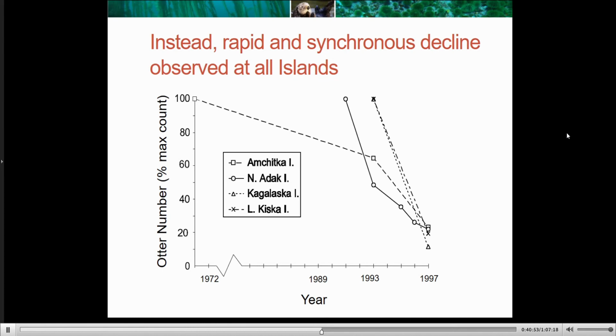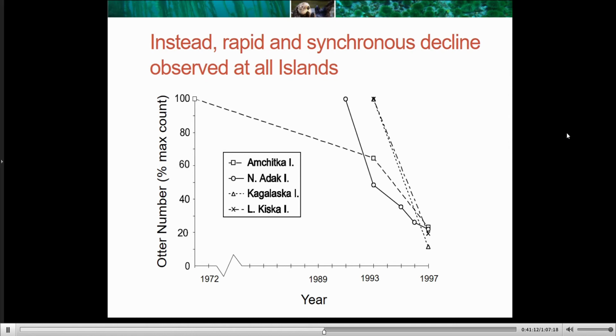And by the year 2000, when the Fish and Wildlife Service was able to get the funds to do an aerial survey of the entire region, we realized that that decline went right from the Near Islands, so from Attu Island, right through the Alaska Peninsula to near the base of the Alaska Peninsula. So it's a really huge geographic area.